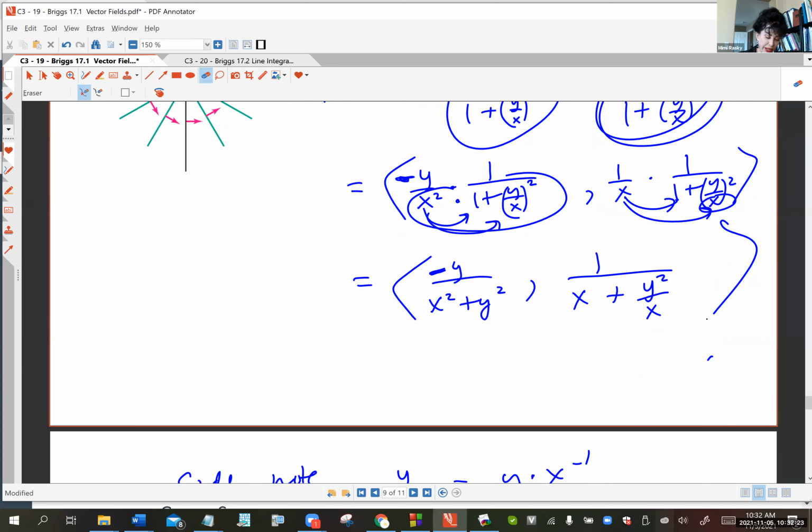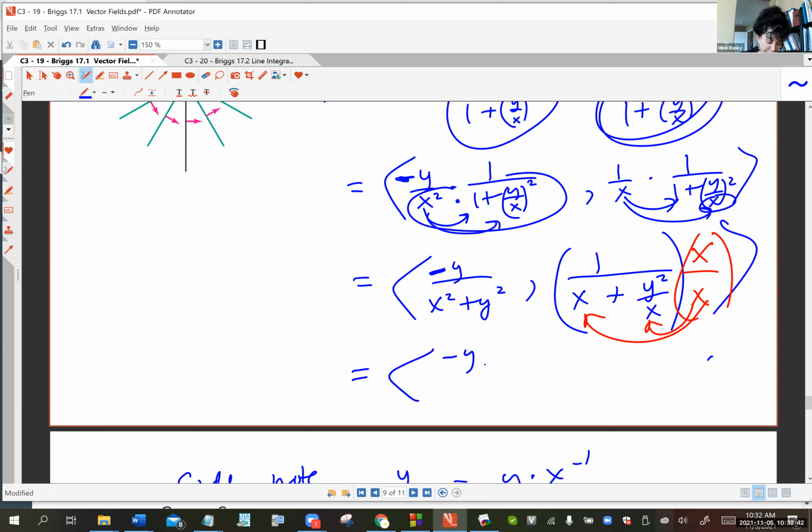Well, you multiply by a very special version of 1. Well, what's that going to be? You got to pick it right. And I claim if you multiply by x over x and then distribute this x, it should look a lot nicer. So now you have your gradient field without any complex fractions in it. And so it looks much prettier. Okay.